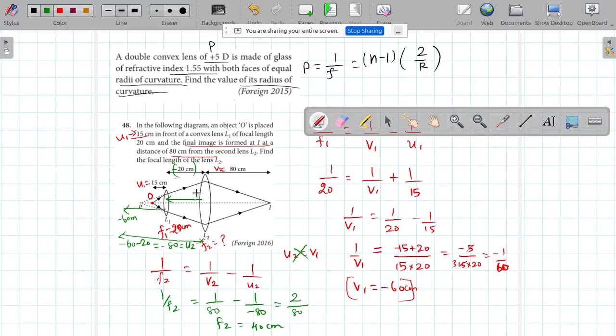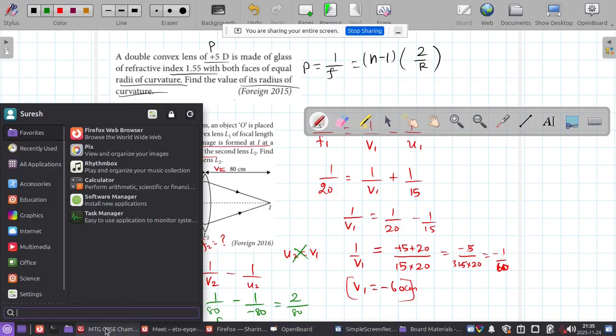So I thought they had made a mistake after writing the solution, but actually in this question the distance between the two lenses is 20 centimeter, but it is not mentioned in the paragraph. Okay, I'll go for another problem.